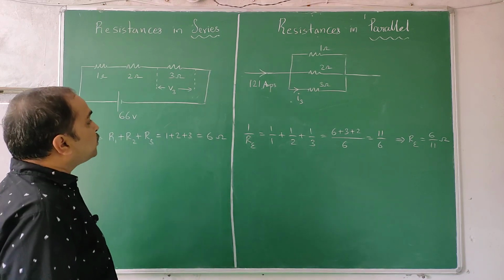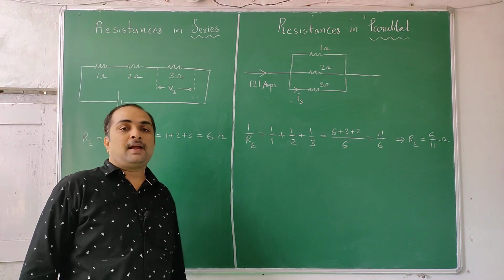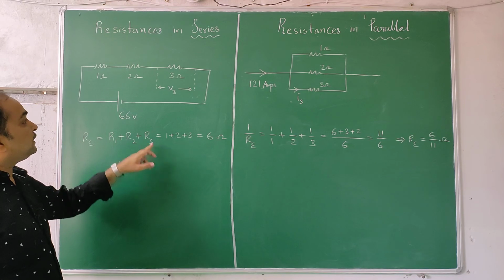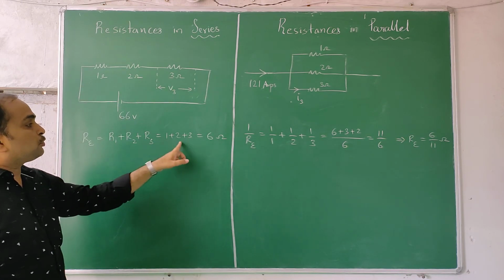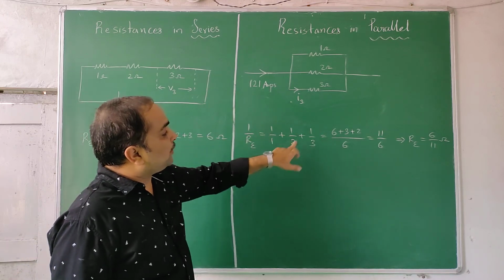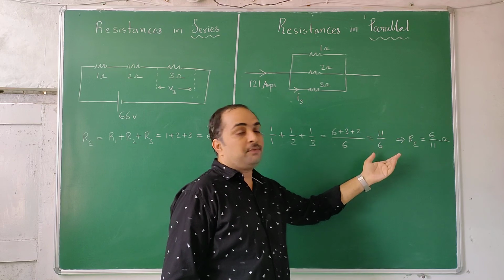Same problem I am doing. Now I am teaching you a short trick. So before going to the short trick, let me explain what kind of thing I am going to explain. So R equivalent is R1 plus R2 plus R3 for series. 1 plus 2 plus 3 is 6, which I already found out. Similarly, 1 by 1 plus 1 by 2 plus 1 by 3 is equal to 11 by 6, and R equivalent is reciprocal of that. That is 6 by 11.